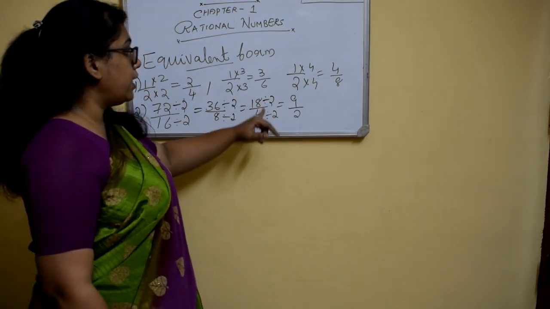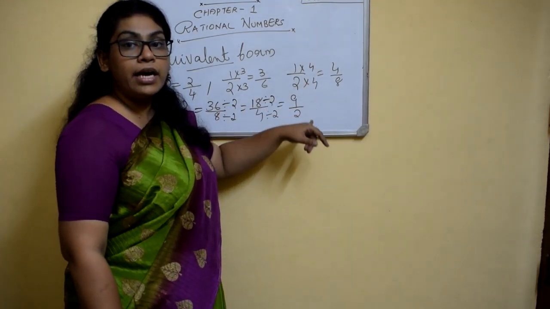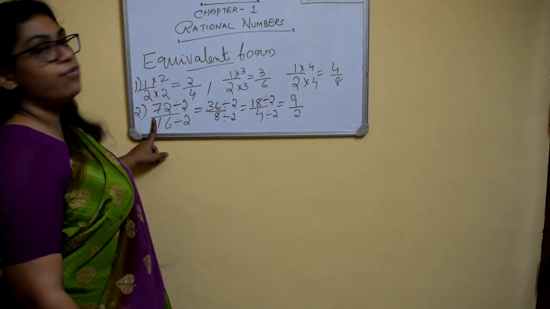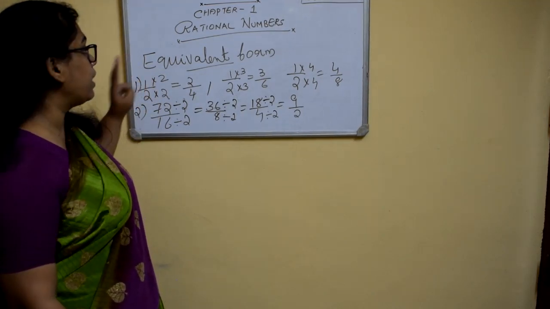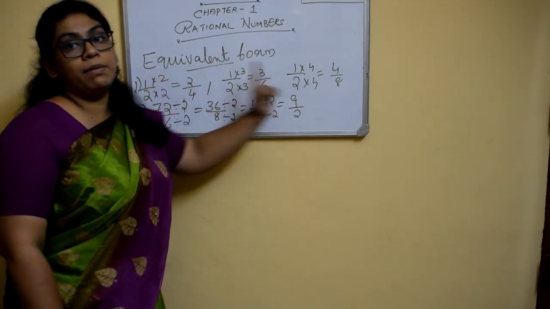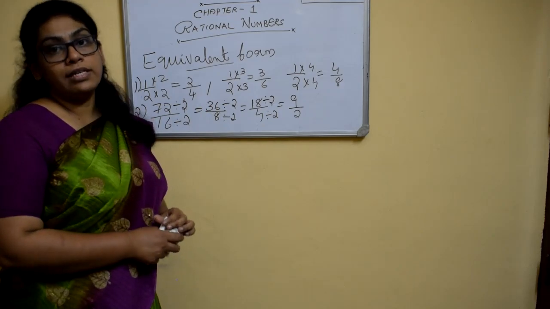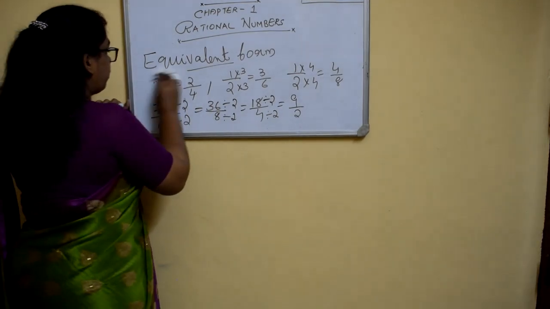In the same way, 18 by 4 divided by 2 gives 9 by 2. This 9 by 2 is also an equivalent form of 72 by 16. In two ways we can find the equivalent form of a rational number: first through multiplication, second through division. These are examples of equivalent rational numbers. Some more examples we will discuss now.